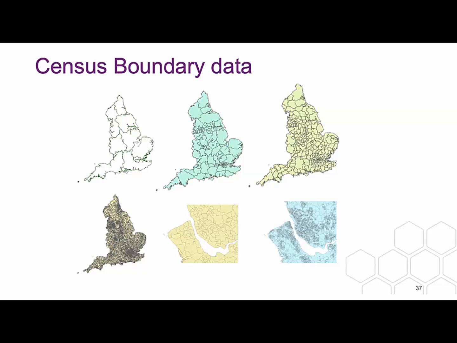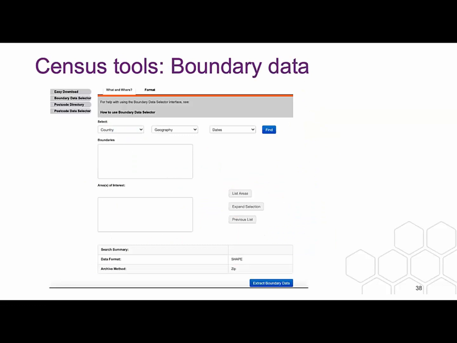The boundaries are available in a range of geographic information systems, so GIS formats, and can be explored via our boundary data selector, which looks like this. Again, this can be found via our data catalogue, and this is what the boundary data selector looks like on our website. You can see at the top there is some guidance if you'd like to know how to use it before you get going, or if you get a little bit stuck. You can consult that guide, and you can also get in touch with us as well.